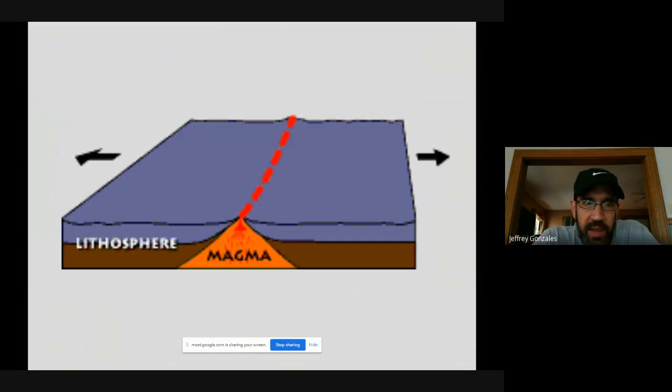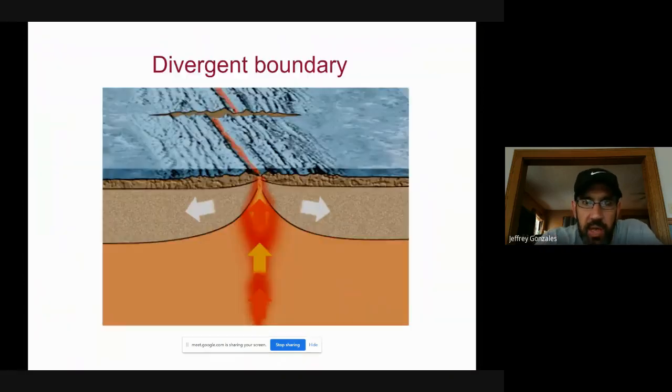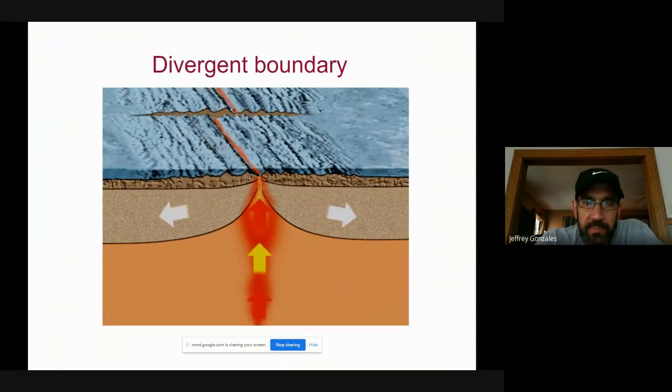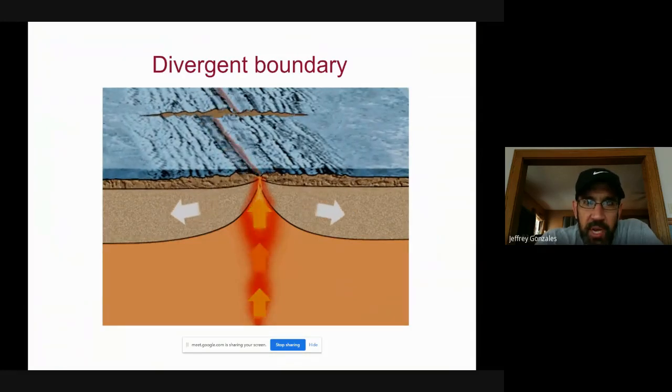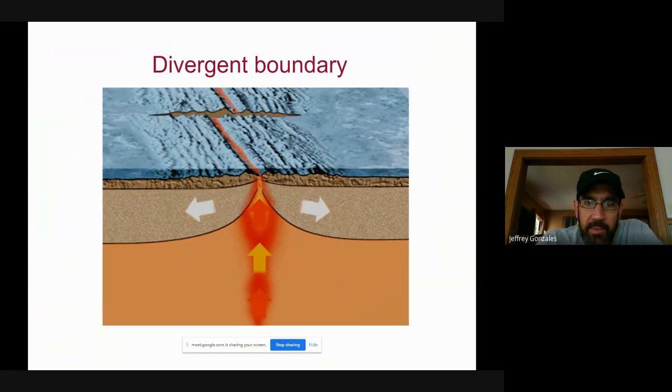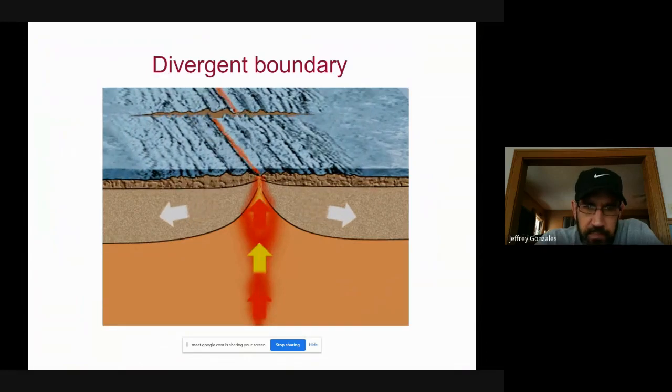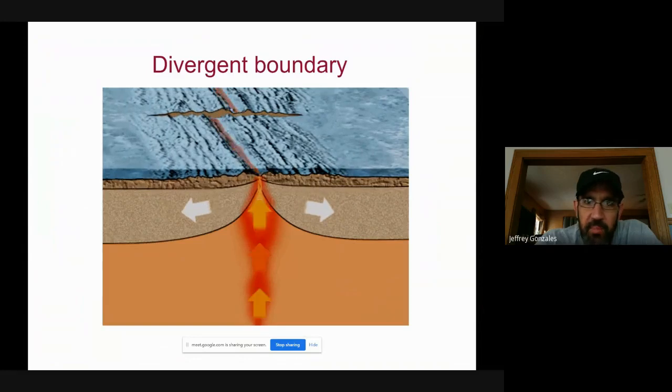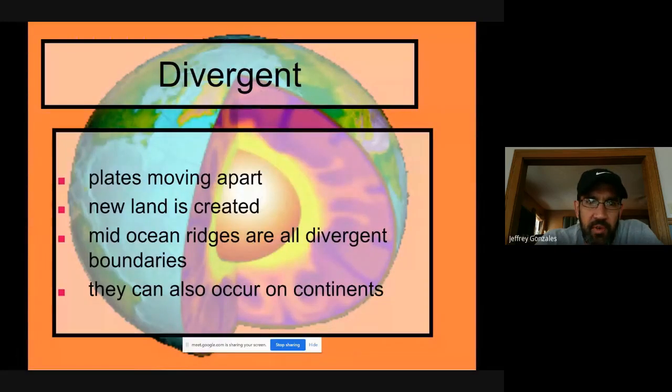This is an example of a divergent boundary. So at a divergent boundary, the plates are going to move away from each other, okay? You can see here in this animation, when they move away from each other, that's going to create a crack. Magma is going to be able to rise. And what we're going to see is new crust being created at divergent boundaries. The mid-ocean ridges are all examples of divergent boundaries, okay? We're going to see crust being created.